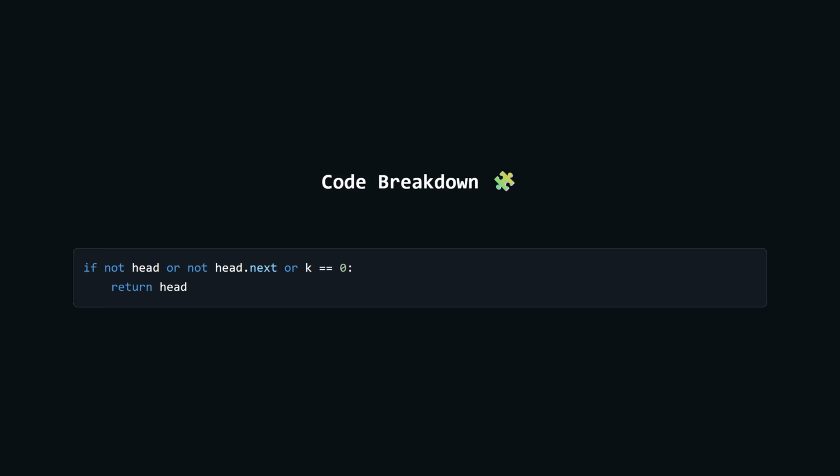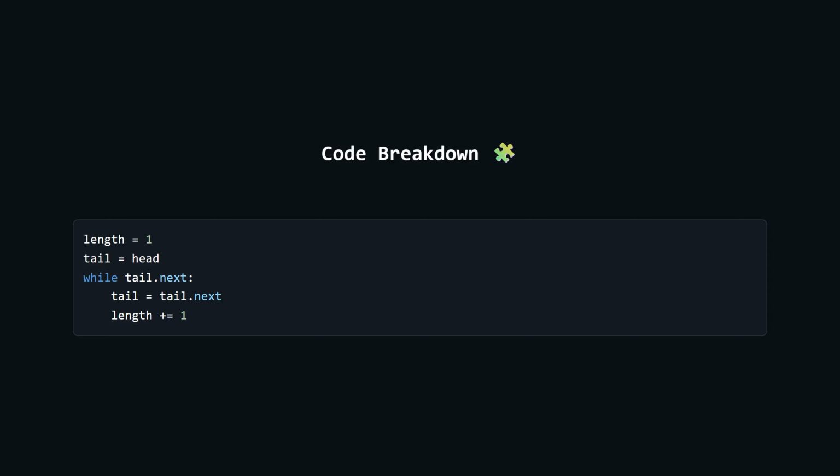Let's look at the Python code piece by piece. First, we immediately handle those edge cases. If the list is empty, has 1 item, or our shifts are 0, we just return the original list. Next, we start our list length at 1, and traverse all the way down until we find the very last node, updating our length counter as we go.